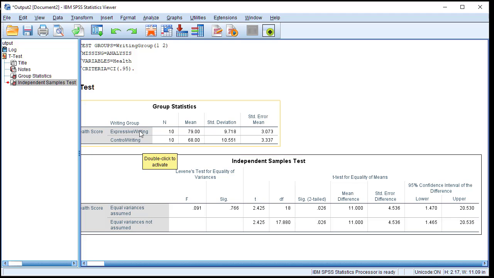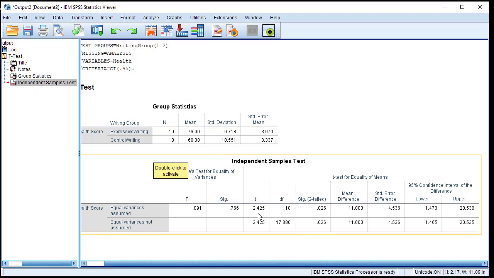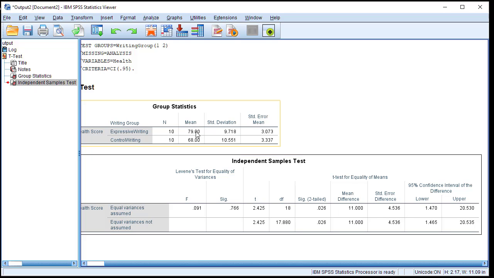When we look at the expressive writing group and the control writing group, the difference between those is 2.425. Okay, that's our t-score. So it has a t-score of 2.425, meaning that the difference is 2.425 standard deviations above the mean of 0, where 0 indicates that there is no difference. So there is a difference. The difference is 11. The mean difference is 11, and that's calculated by taking the mean for the first group minus the second group, which gives us 11.